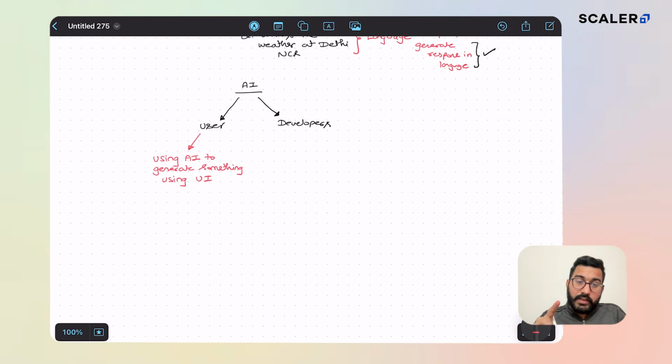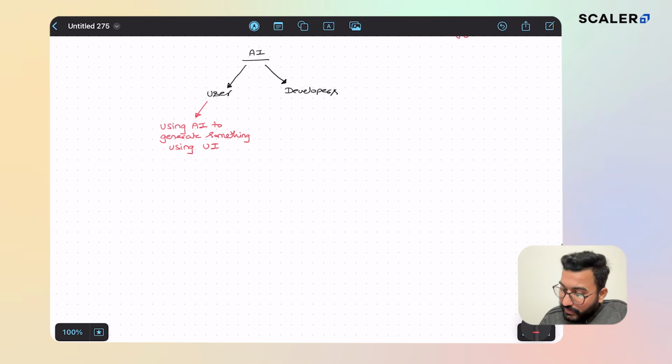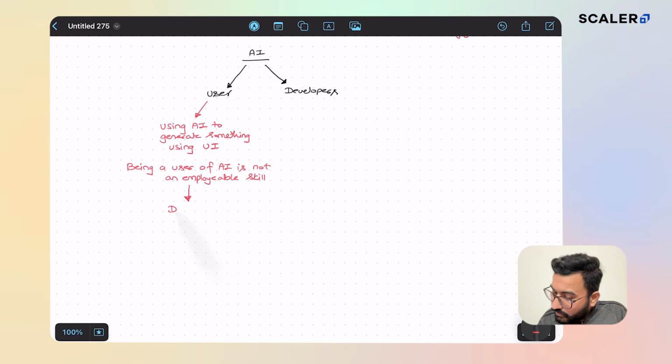And being a user is not a skill that industry is looking for. Please remember this. I'm going to quote this very clearly: being a user of AI is not an employable skill. It is the default skill that industry will now assume that you know.